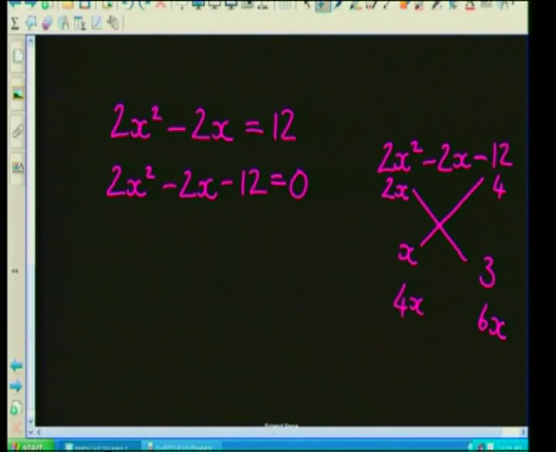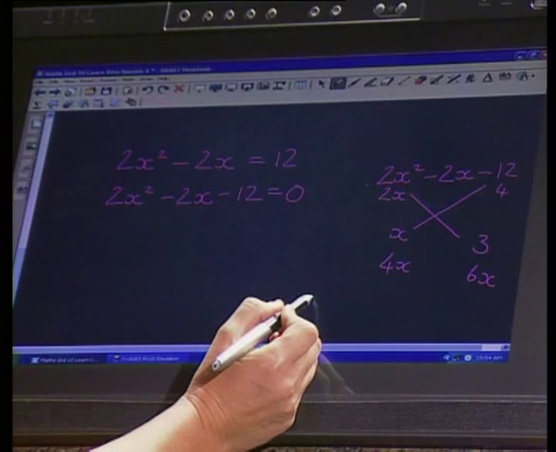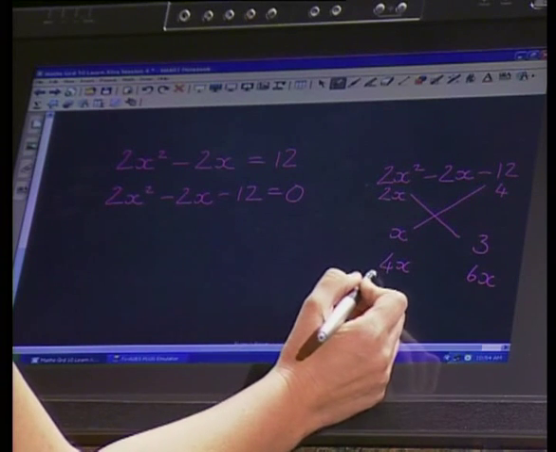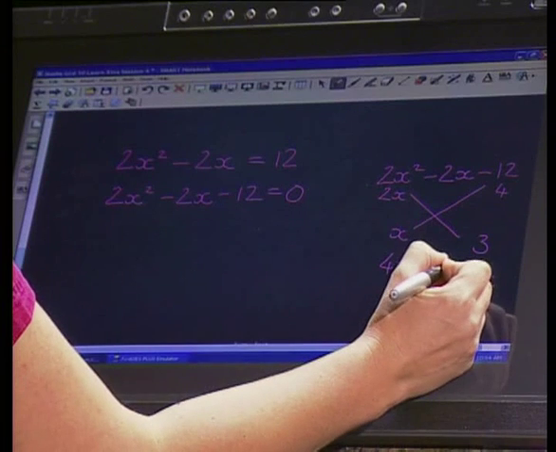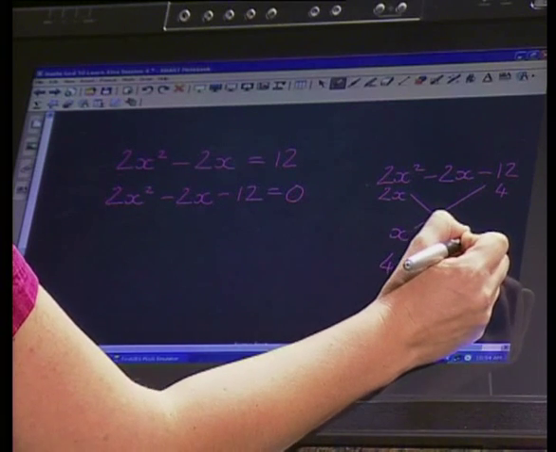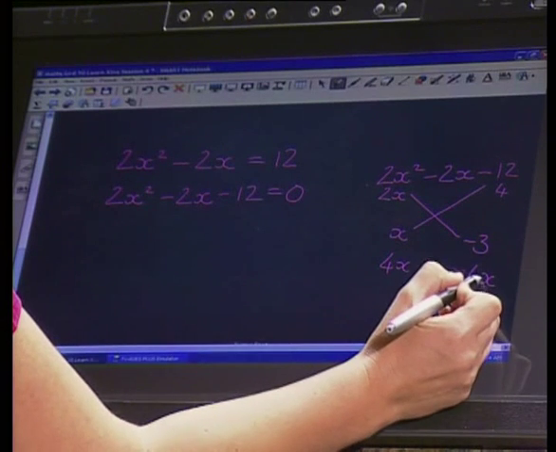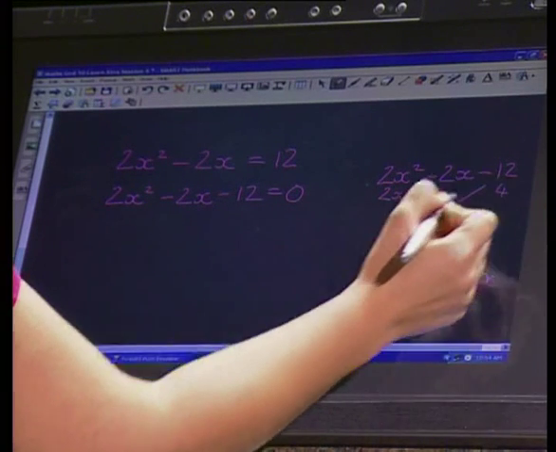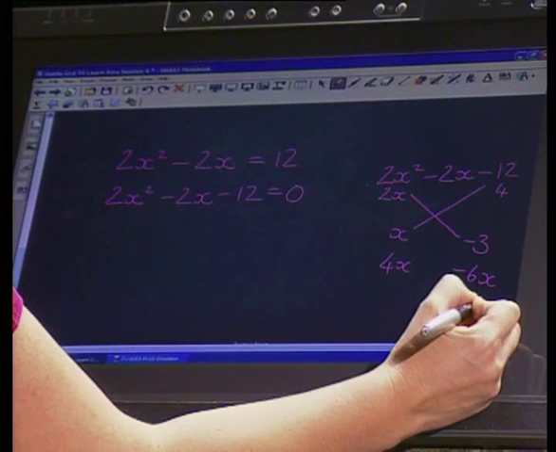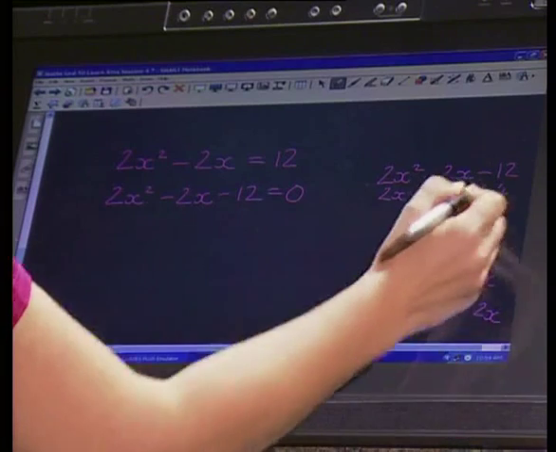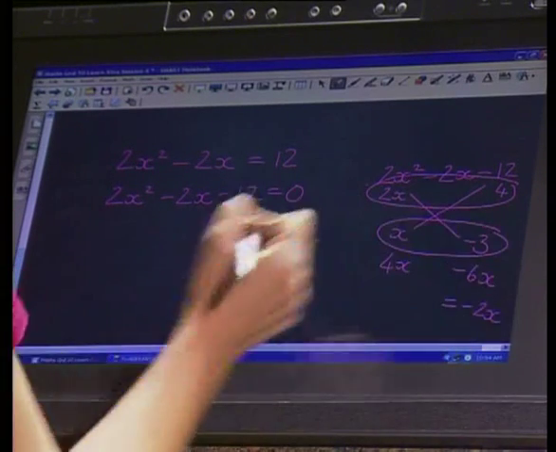And 4 times 3 is equals to +12. So that means either 4 or 3 are going to be positive, and the other one is going to be negative. Which one would suit us to be negative? -3. So that means 2x times -3 will give us -6x, and 4x minus 6x will give us an answer of minus 2x. That means our brackets are going to be 2x plus 4 and x minus 3.